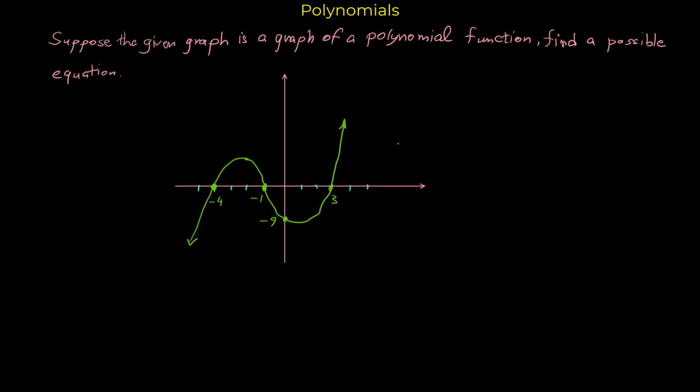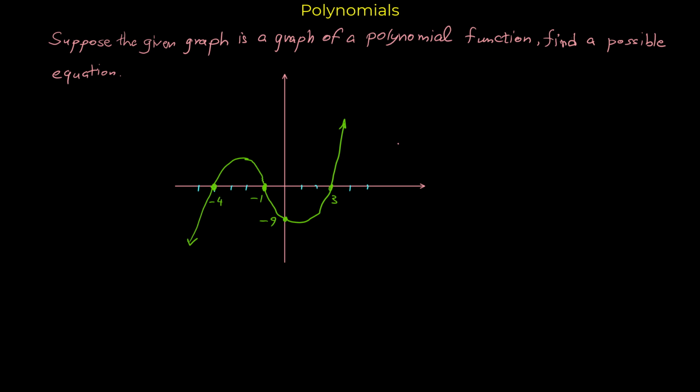Here we want to do the opposite of the above questions. Here we are given a graph. From the given graph, we want to write a possible equation for this graph. So we want to find an equation for this given graph. And we have supposed that this is a graph of a polynomial function.